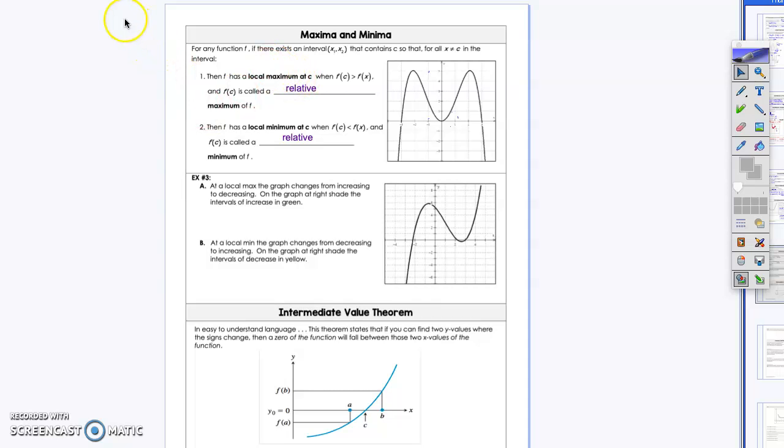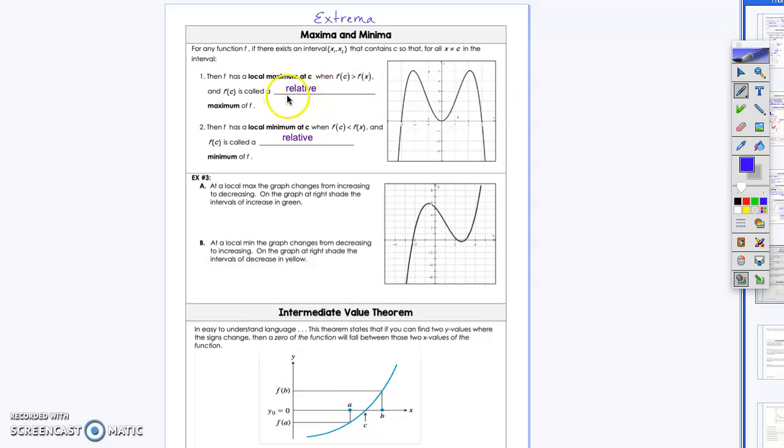Okay, so this is to finish the last part of the notes packet on polynomials. All right, and we're going to talk about maxima and minima. Maxima is plural for maximum, and minima is plural for minimum. And sometimes these values are referred to as extreme values or extrema.